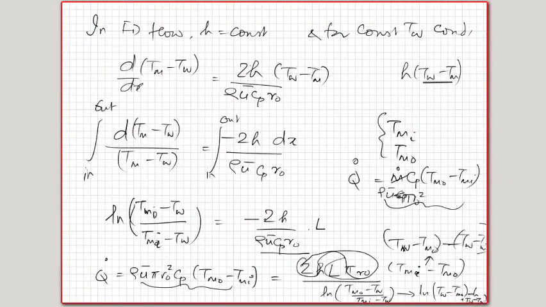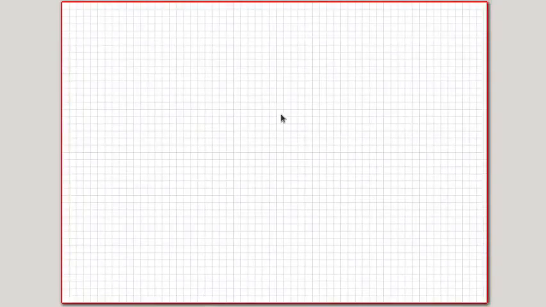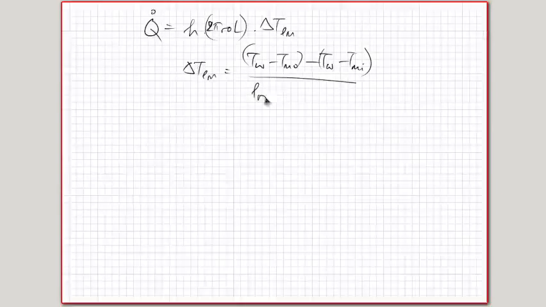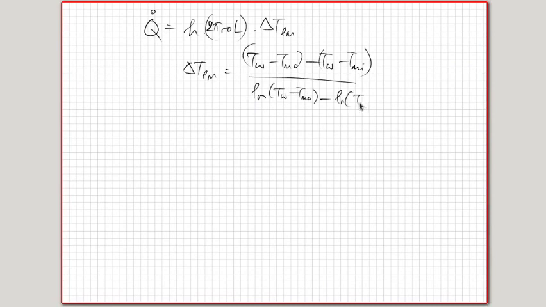So I'll be able to write this as Q dot is equal to H into the total heat transfer area 2 pi r naught L multiplied by delta T log mean, where delta T log mean is actually equal to T wall minus Tmo minus T wall minus Tmi divided by log of T wall minus Tmo minus log of T wall minus Tmi.